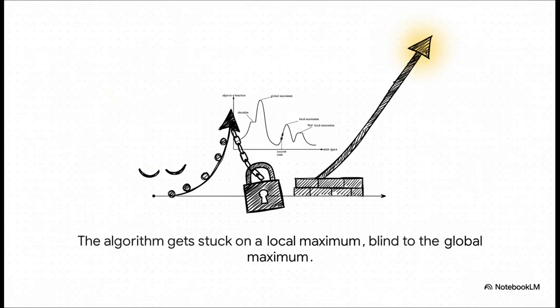This image just says it all. Our little algorithm starts climbing, it feels great, it's making progress, and then it reaches this local maximum. From its perspective, it's at the summit. Every direction from here is downhill. So it stops. It gets stuck. It has absolutely no way of knowing that the true highest point, the global maximum, is just across that valley.